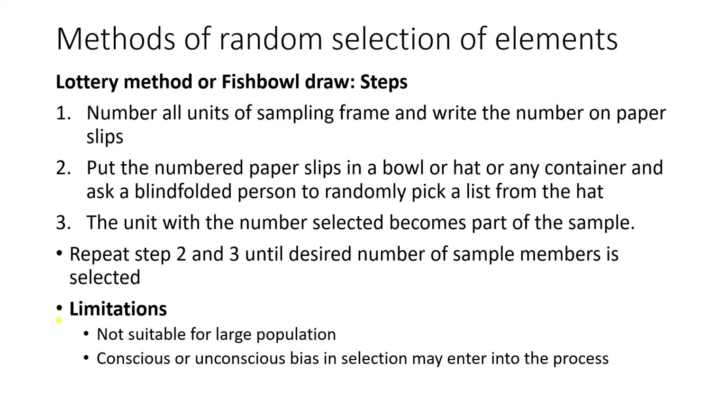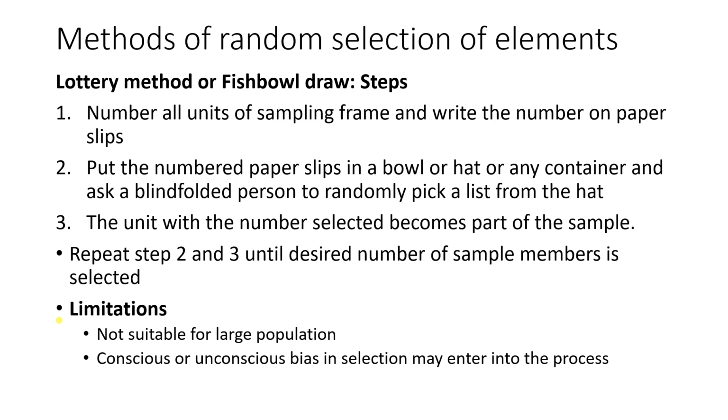This is the advantage. But the limitation is that it is not suitable for large population. Suppose I have to select a representative sample from India, including all the states, districts, then it will be really difficult. There will be a very, very big box and we cannot do it. It will not be practical for that purpose. And the second major limitation of this method of random selection is that somehow conscious or unconscious bias has been found to operate in this selection.